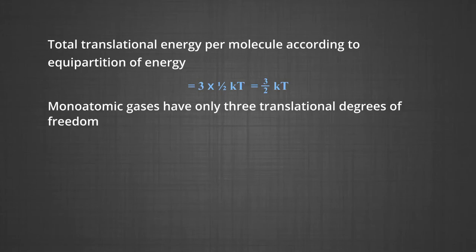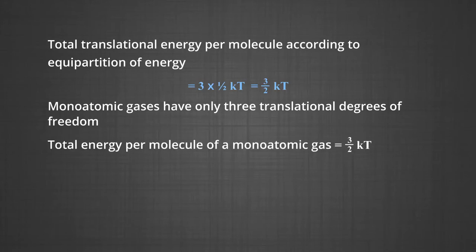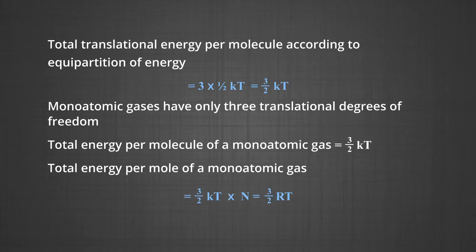Monoatomic gases have only 3 translational degrees of freedom. So, the total energy per molecule of a monoatomic gas is just equal to 3 by 2 kT. So, the total energy of a monoatomic gas, if we consider it per mole, then we multiply 3 by 2 kT with the Avogadro number, which is represented by capital N, and we get the total energy as equal to 3 by 2 RT, where R is the gas constant.